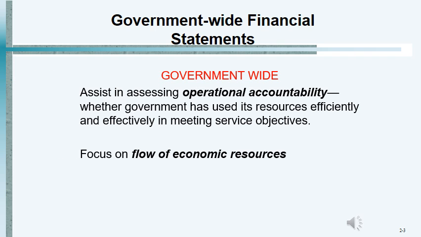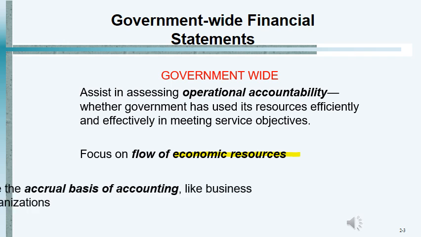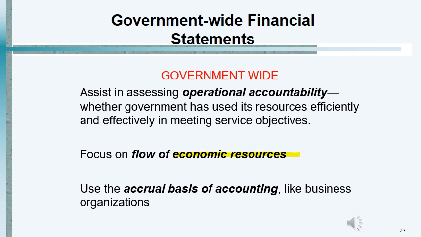But it is going to provide us more detailed information when we get to those fund financial statements. Going ahead and taking a look at the next slide, remember we said that for the government-wide statements, our focus is going to be operational accountability. We will be focusing on our economic resources, and we will be using full accrual basis of accounting. And remember, we talked about that in Chapter 1, that accrual basis of accounting is, of course, like our commercial accounting.